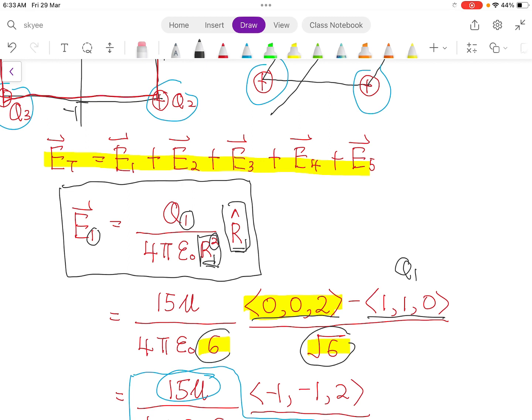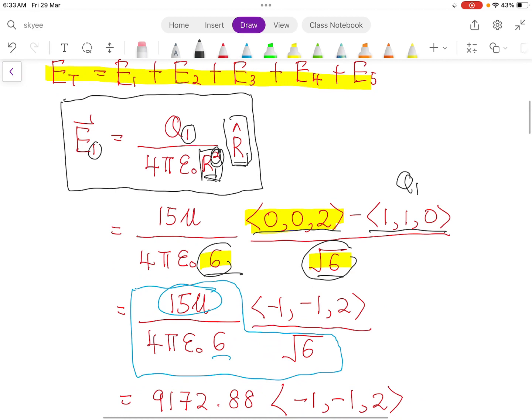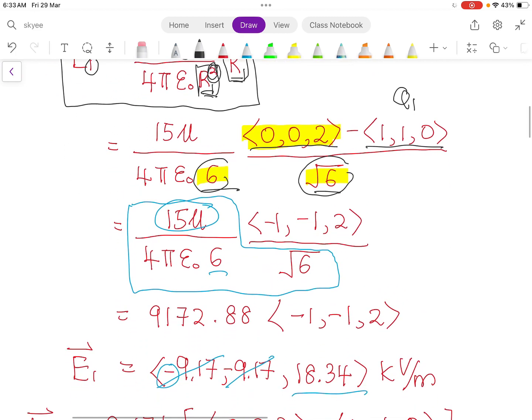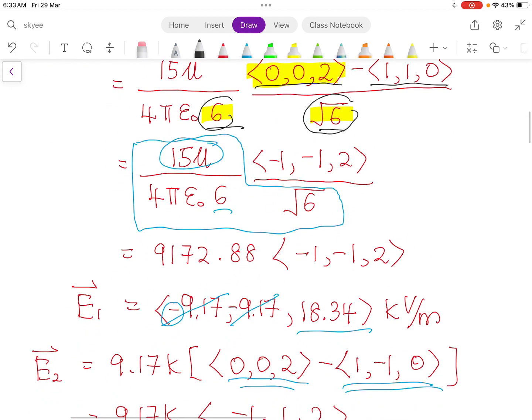You just insert it. Here I have a square root, but here I don't have the square root because of this square. You continue the calculations, and you get this value, E1.